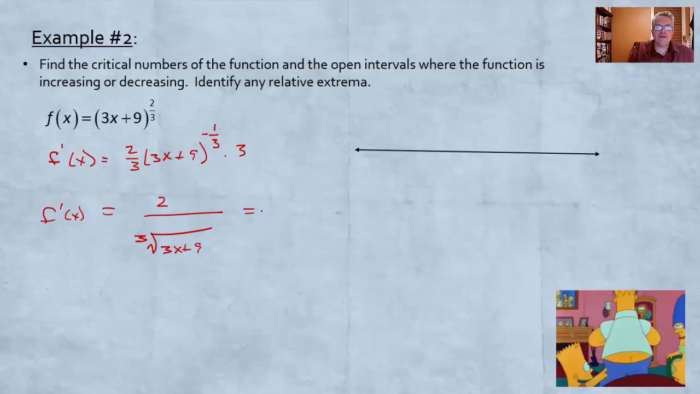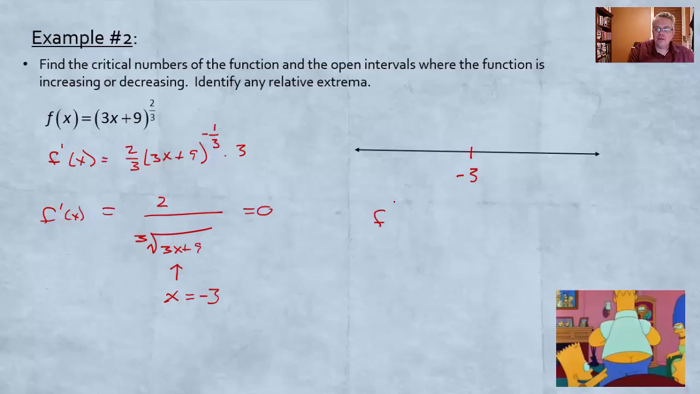Now, if we set it equal to 0, this is actually never equal to 0, because the numerator is never equal to 0. However, there is a point that makes the denominator 0, and that would be where the derivative is undefined. So that counts as a critical point. The function is defined, but the derivative is not there. Okay, so we got to test two intervals. So I picked -4 and 0.